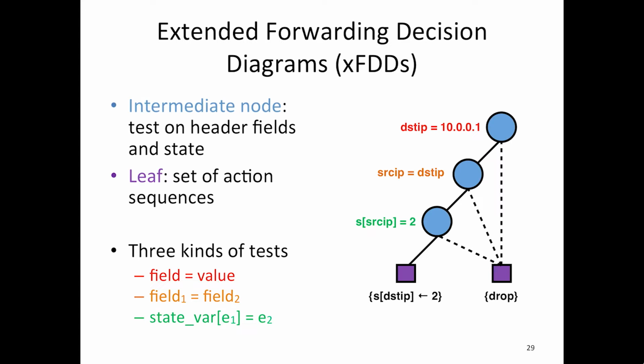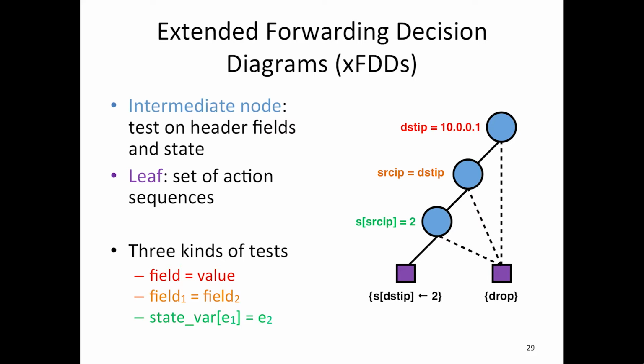So here's what an extended forwarding decision diagram looks like. The nodes are tests on header fields or on state. The leaves are sets of actions that need to be performed on the packets that have satisfied all the tests leading up to it. The solid edges are true outputs, and the dotted edges are false. And there are three different types of tests, and I've shown them in a particular order. First is testing a field for a constant value, like destination equals 10.0.0.1.